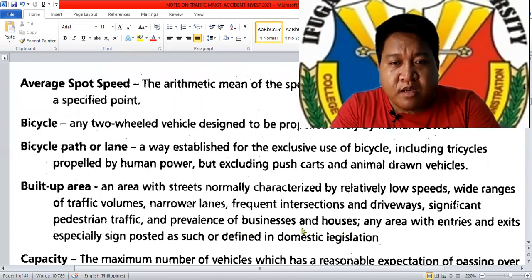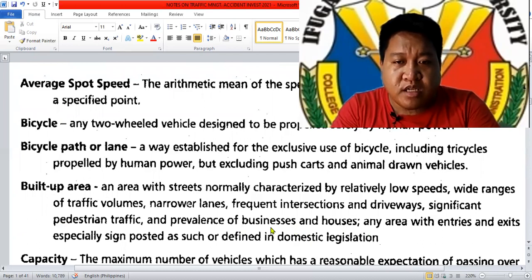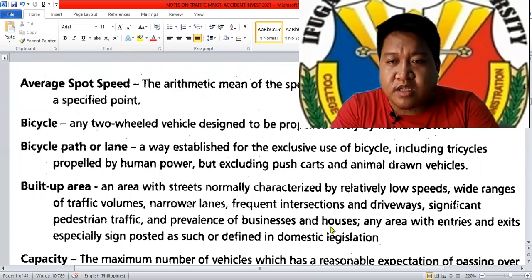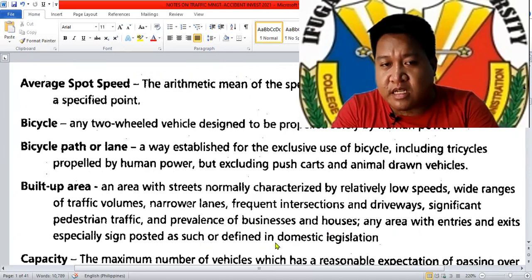So commonly ito in business, prevalence of business and houses, no? Yan. And any area with entries and exits, especially signposted as such or defined in the domestic legislation.